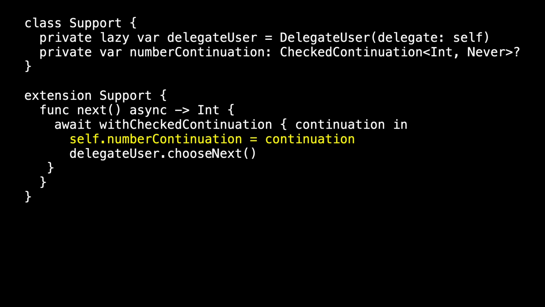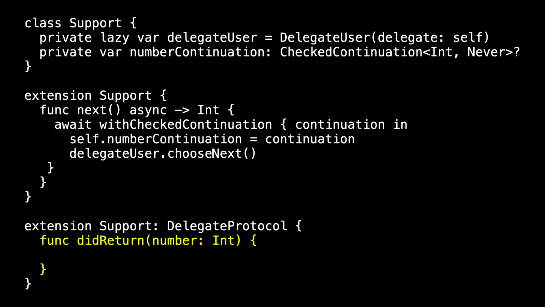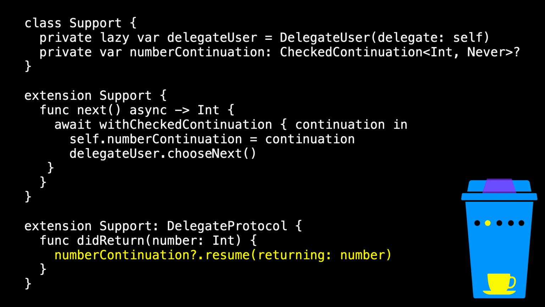How is our continuation the right type? Well, it matches the signature of next, so it's a continuation of Ints, and because next never throws, we know that this has no errors as well. And now inside of didReturn, we can fulfill our promise by resuming the numberContinuation. If the numberContinuation exists, we resume it, returning the number. And now the app works perfectly.